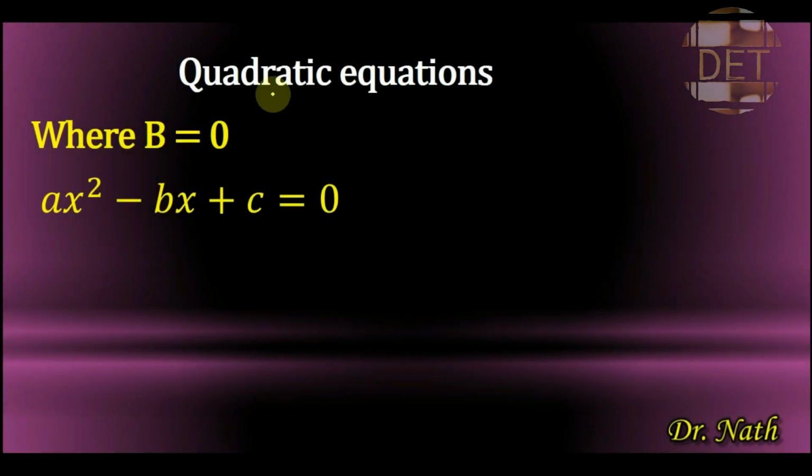Welcome to DET tutorial. We are still looking at quadratic equations, and we are looking at situations where b is equal to 0. I've said before that generally a quadratic equation is represented by ax squared plus bx plus c is equal to 0. There are situations whereby bx will be missing, or b is equal to 0. In situations like that, there is a particular way you solve, and we have looked at some examples in the previous class.